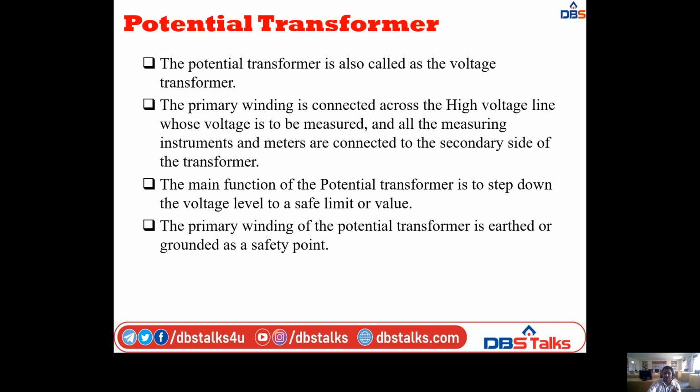Next, coming to the potential transformer. The potential transformer is also called the voltage transformer. Here the primary winding is connected across the high voltage line whose voltage is to be measured, and all measuring instruments and meters are connected to the secondary side of the transformer. That's why the primary winding is connected across the high voltage line. The main function of the potential transformer is to step down the voltage level to a safe limit or value. The primary winding of the potential transformer is earthed or grounded as a safety point.